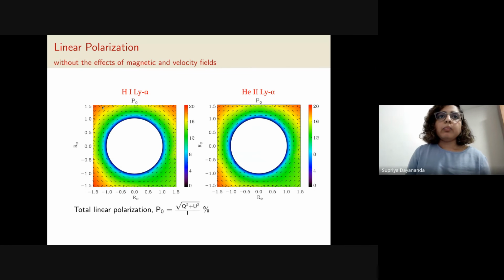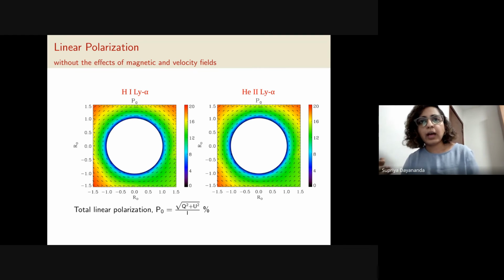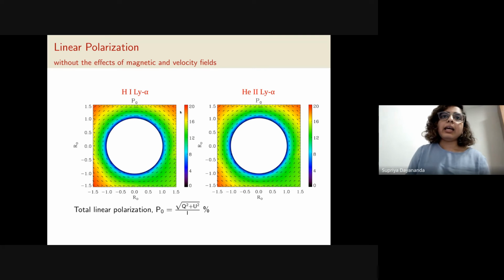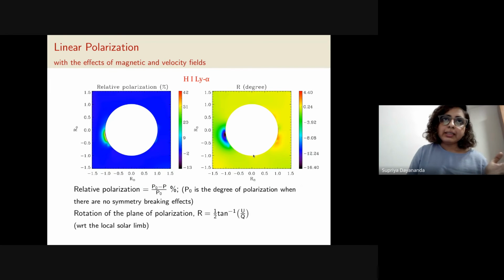And you see that both the Lyman alpha lines give you the exact same behavior. This is simply because both these lines come from the same kind of atomic transition, that is the 3½ to ½ transition, and hence the total linear polarization signal in the absence of any external factors would look exactly the same. So now let's switch on these external factors. Now let's include the effect of magnetic and velocity fields.